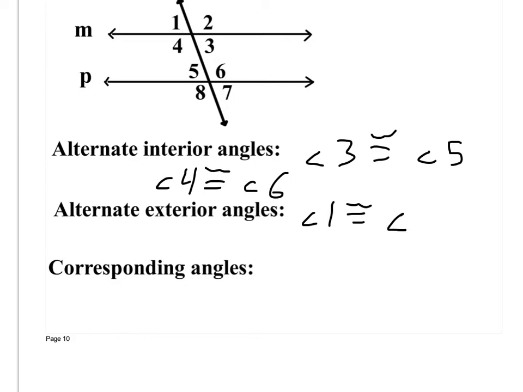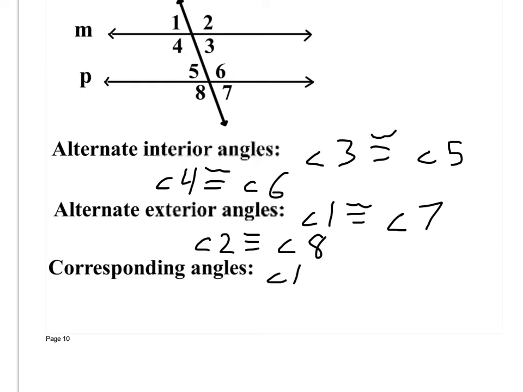Anyone want to take a guess? 7. It would be 7. And angle 2 is congruent to angle 8. All right, now let's identify corresponding angles. What you need to know about corresponding angles is they're on the same side of the transversal. Here's the transversal. So they're on the same side of it, and they're equal to each other.